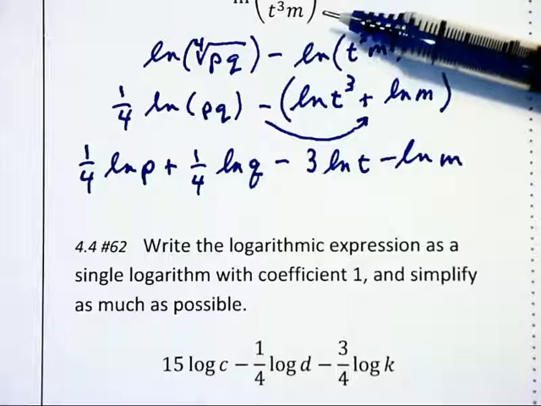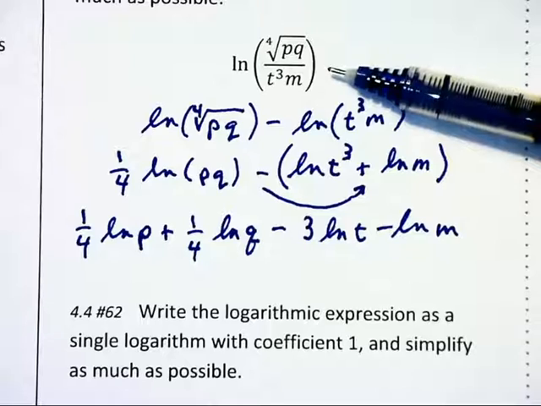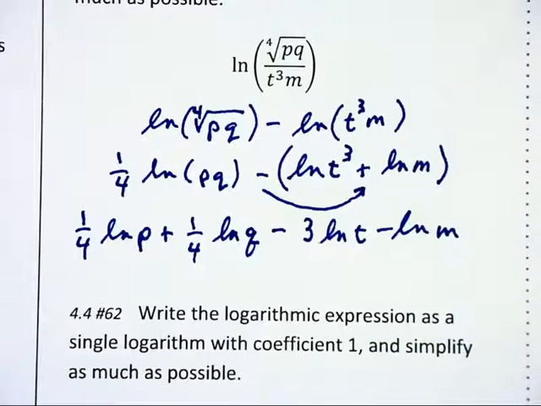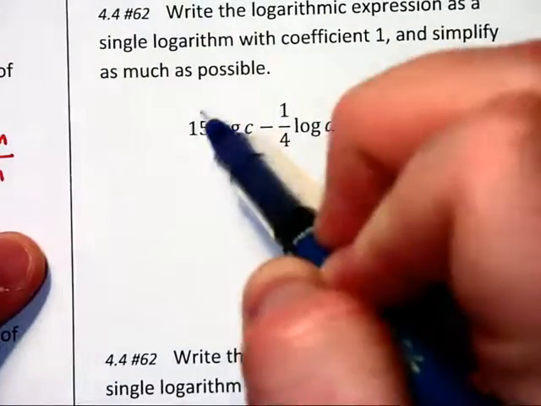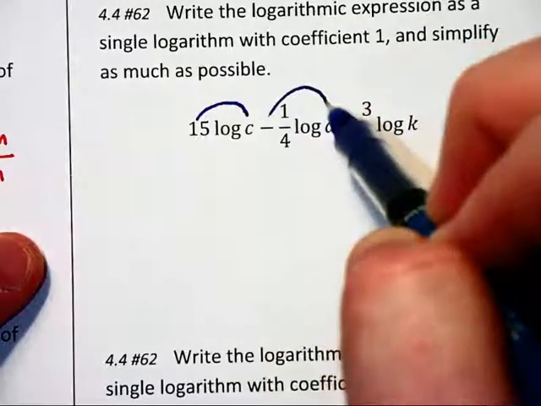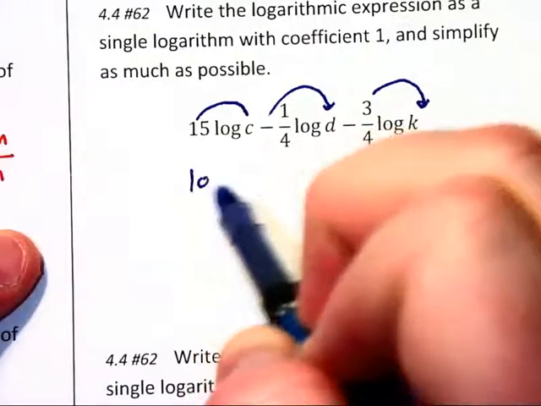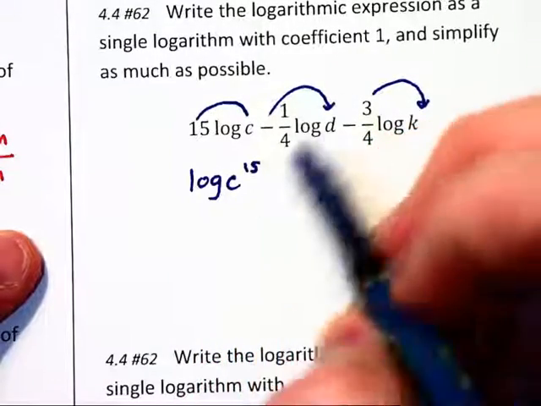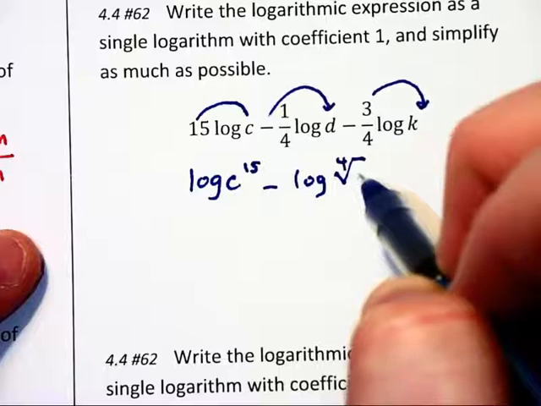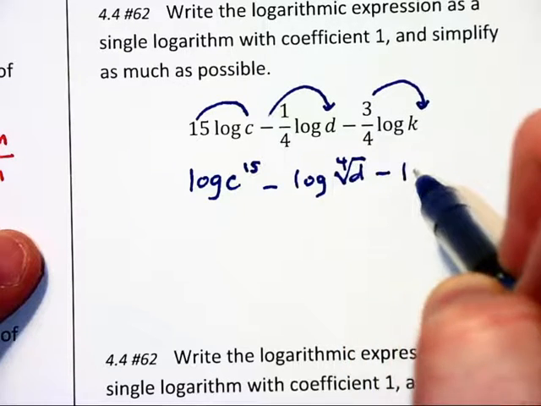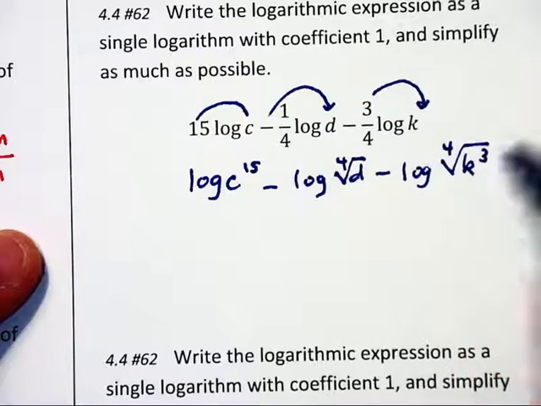I agree that the original problem is one single logarithm simplified in that sort of way, but we're being asked to break this baby down into sums and differences. Now we go in the opposite direction. We can bring each of these leading coefficients up front into exponents, writing this as log of c to the 15th minus log of d to the 4th, which I'm going to write as the fourth root of d, minus the log of the fourth root of k cubed.